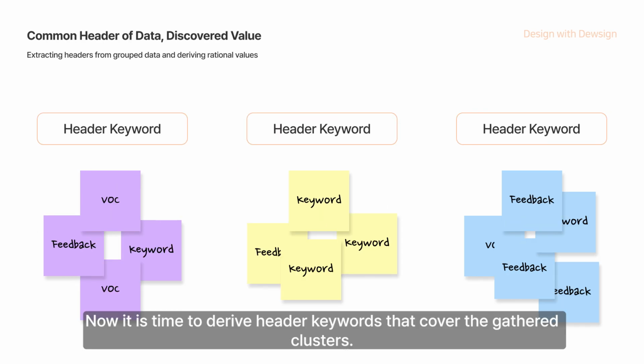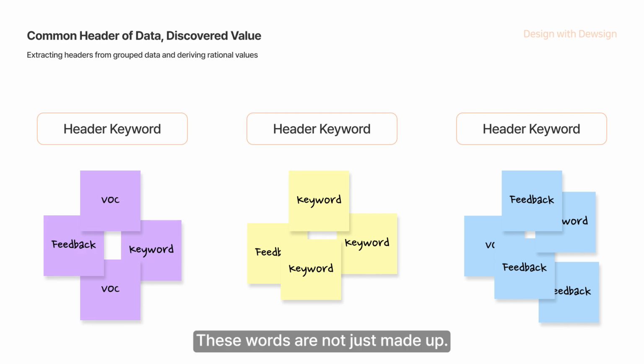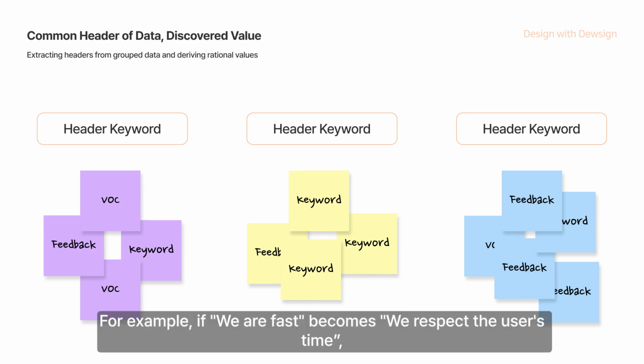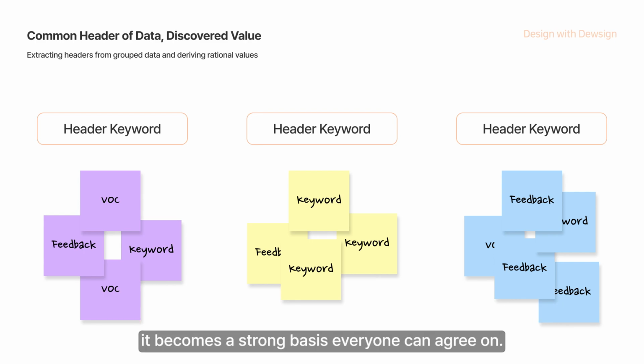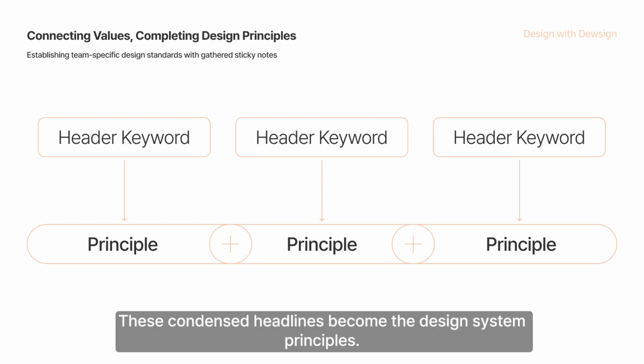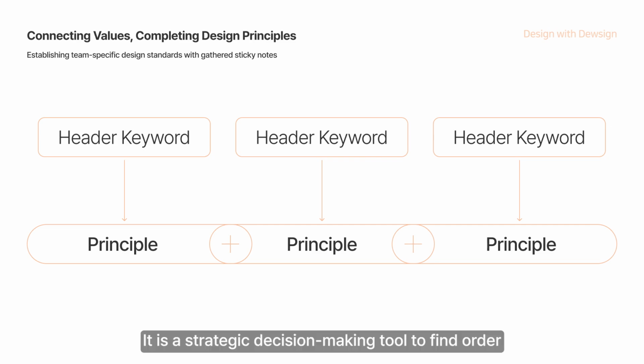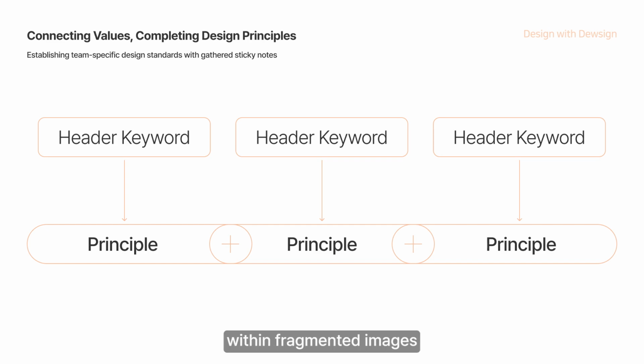Now it is time to derive header keywords that cover the gathered clusters. These words are not just made up. They are common conclusions from the grouped sticky notes. The data should speak for itself, not just one person's opinion. For example, if "we are fast" becomes "we respect the user's time," it becomes a strong basis everyone can agree on. These condensed headlines become the design system principles. The affinity diagram is more than just a tool for organizing sticky notes. It is a strategic decision-making tool to find order within fragmented images and build the design system framework.